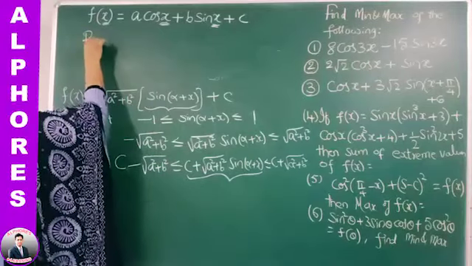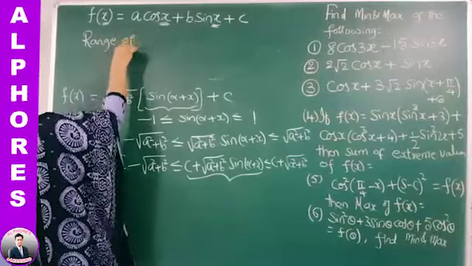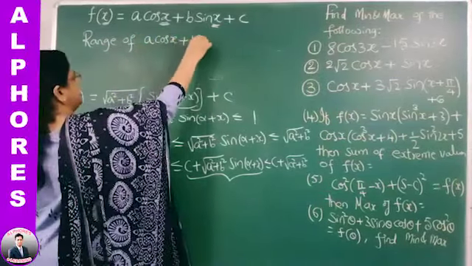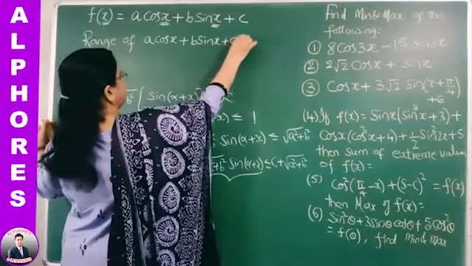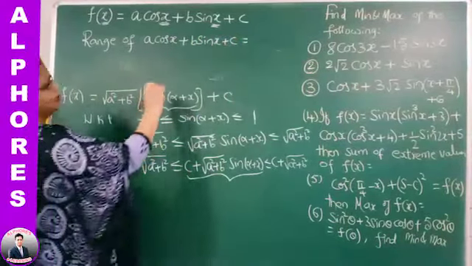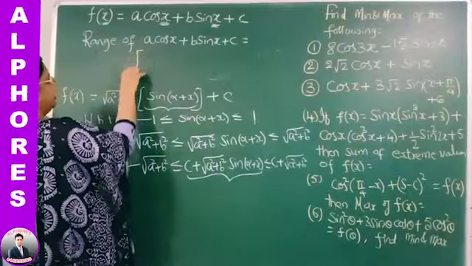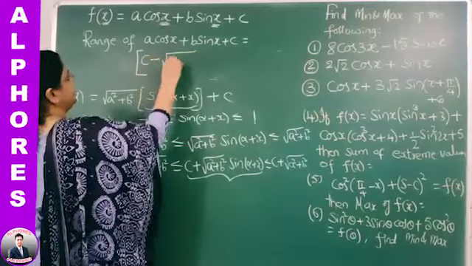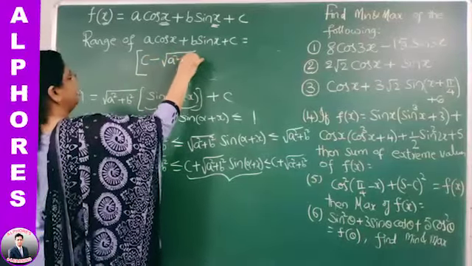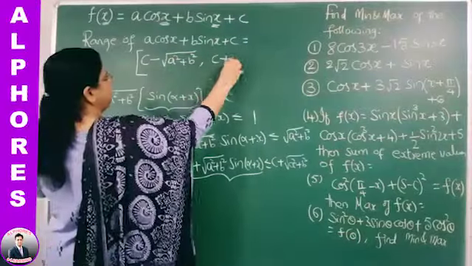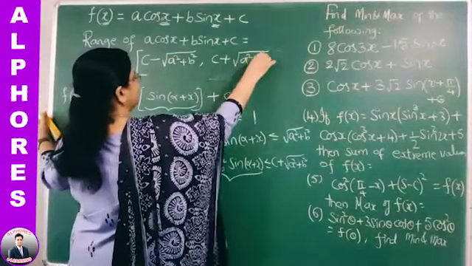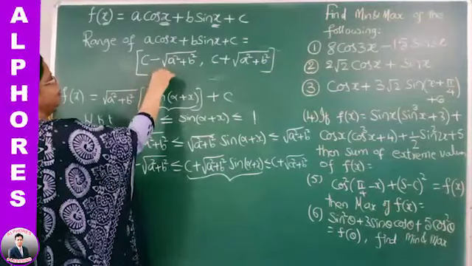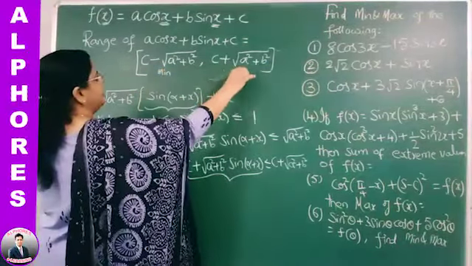Therefore, we can say the range of f of x, that is a cos x plus b sine x plus c. Range means it is a closed interval we write, and first we write the minimum value. The minimum is c minus root of a square plus b square, and the maximum value is c plus under root of a square plus b square. So this is the condition we got, this is our minimum, and this value is our maximum.